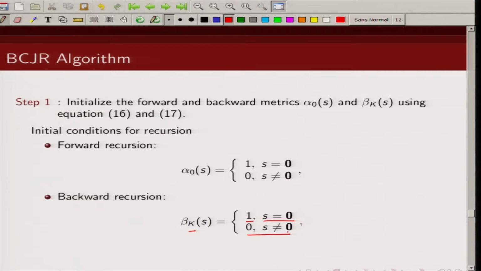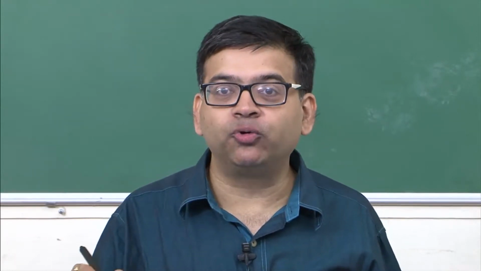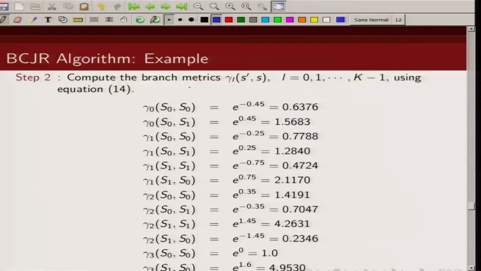So, that is the first step, initializing the forward and backward metric for time t equal to 0 and time t at the end of the block. In our example, t equal to 4. Once we have initialized our alphas and betas, next we need to compute alphas and betas for other time instances, and for that we would need our branch metric. Now, how do we compute our branch metric?